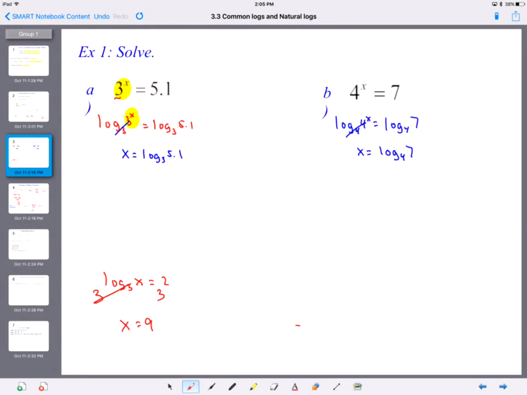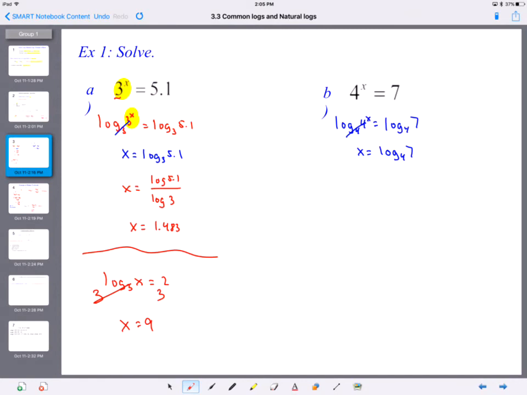Let's go back to those two problems that we got kind of stuck on. So now that we know the change of base formula, log base 3 of 5.1, now we can do that. We can say, all right, well, x is equal to log of 5.1 divided by log of 3. And then you plug that in your calculator, and we get a value of approximately 1.483. So 3 places, round to the nearest thousandth.